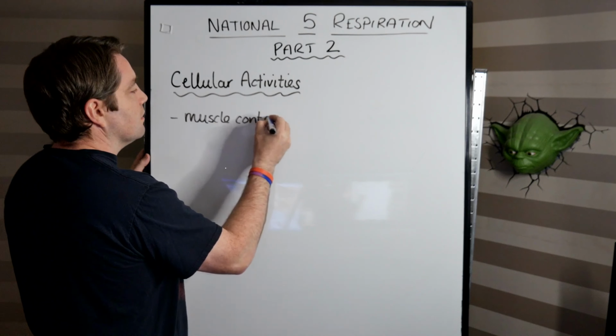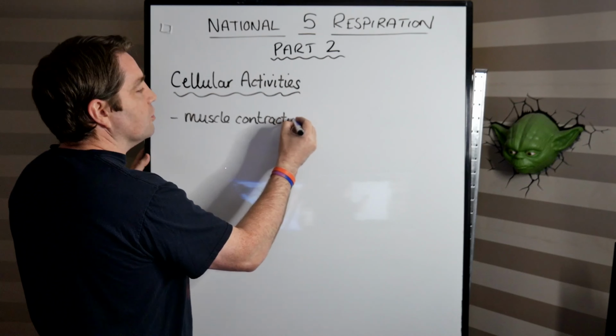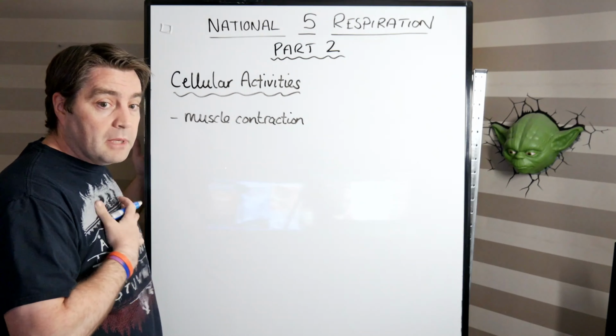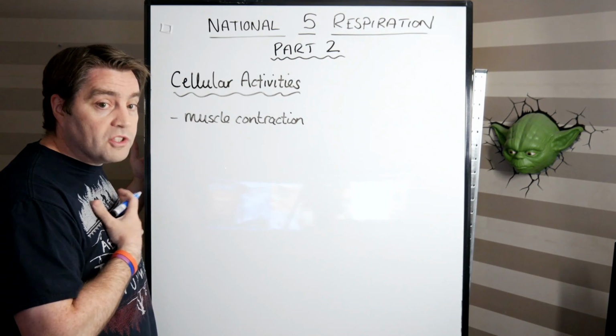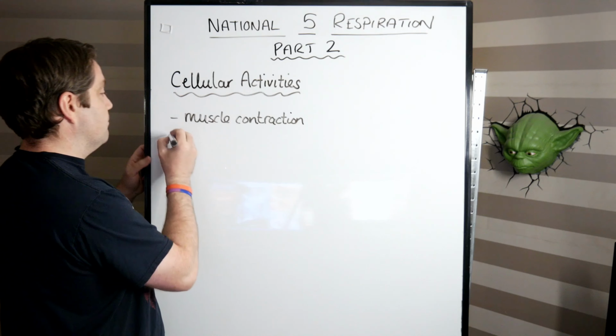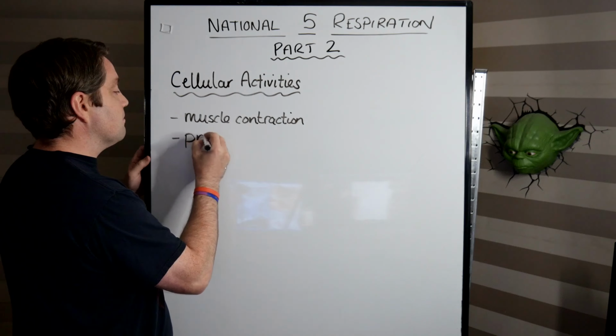contraction. Now we need lots and lots of ATP for this because we're constantly contracting our muscles throughout the day. In fact, our biggest muscle, our heart, the one that's constantly working every single moment of our life, that needs loads of ATP.